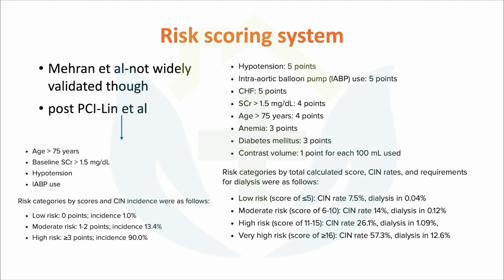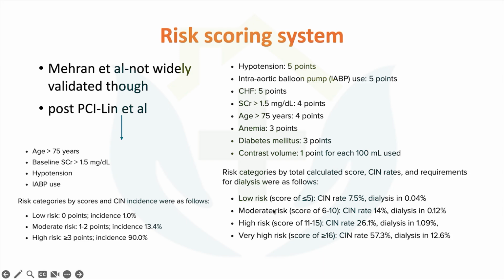So there was one scoring system proposed by Mehran et al., which is not widely validated, although there are two scoring systems. One of them is this one, and this is done in patients who are undergoing PCI. So what is the risk of having a persistent renal dysfunction in patients undergoing PCI? So the risk factors are enumerated here. So age, baseline serum creatinine, hypotension, IABP use, which most of them I have already enumerated. So they have put across all these factors, and they have come up with a score, the CIN risk score.